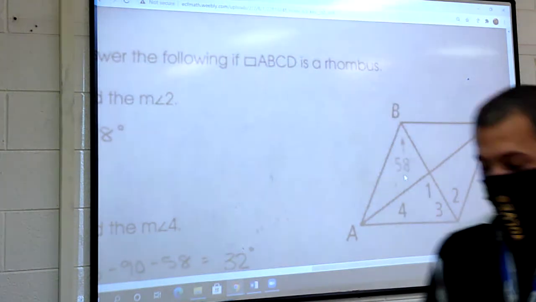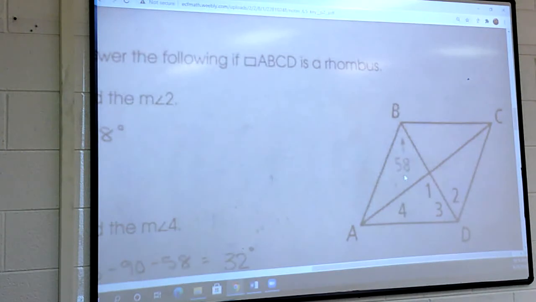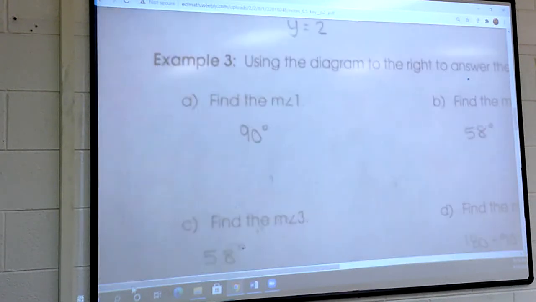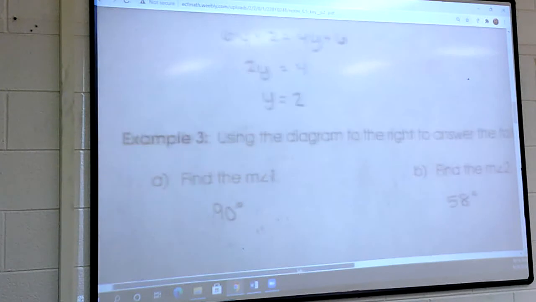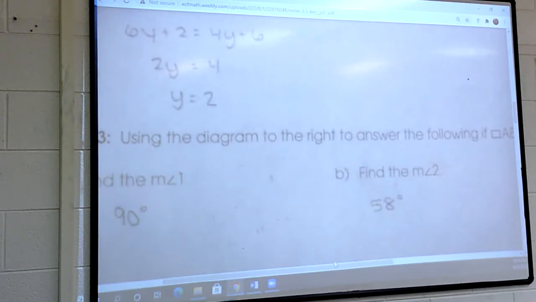Now, if you look at angle 1, it's in the middle there. It's right here. What does it say about a rhombus for angle 1? Does anybody know? The angles in the middle have to be what? They have to be 90 because it says they're perpendicular in the middle. So you see that box at the top. So angle 1 is going to have to be 90 degrees. So we already know that angle 1 is 90 because it's in the middle. We know angle 2 is 58 because it's the opposite of those.